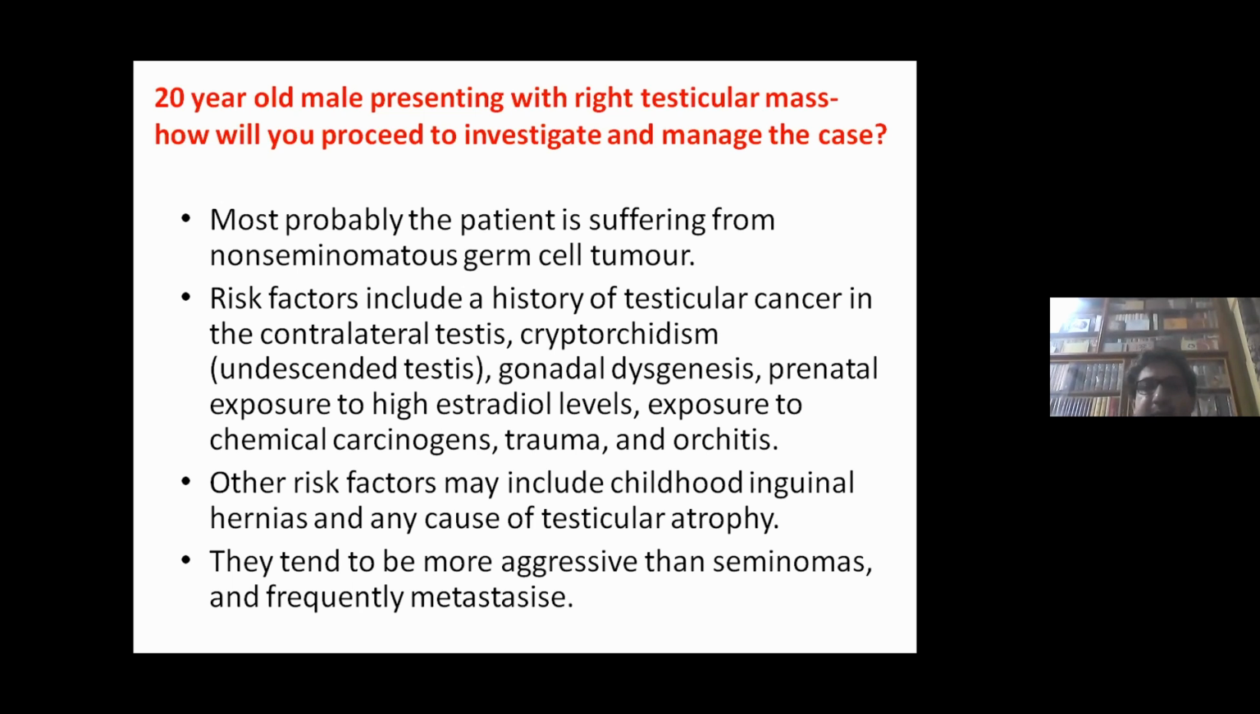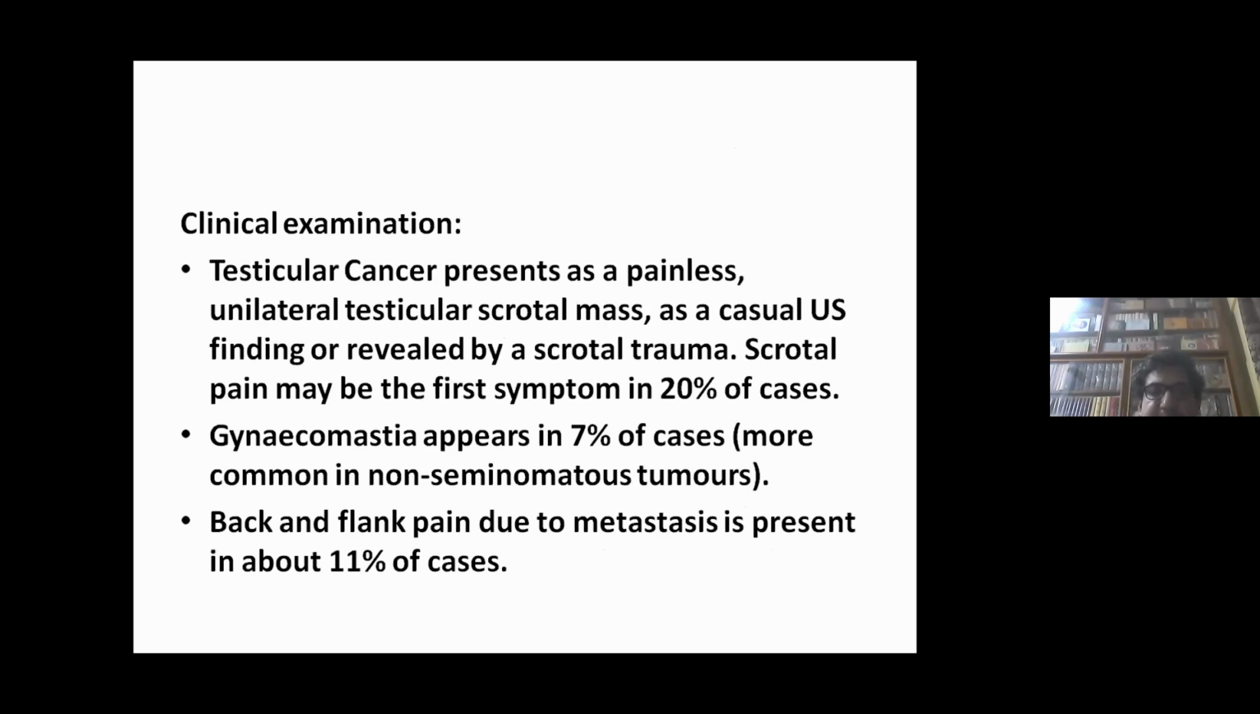Risk factors include a history of testicular cancer in the contralateral testis, cryptorchidism, gonadal dysgenesis, prenatal exposure to high estradiol levels, exposure to chemical carcinogens, trauma, and orchitis. Other risk factors may include childhood inguinal hernias and any cause of testicular atrophy. They tend to be more aggressive than seminomas and frequently metastasize.